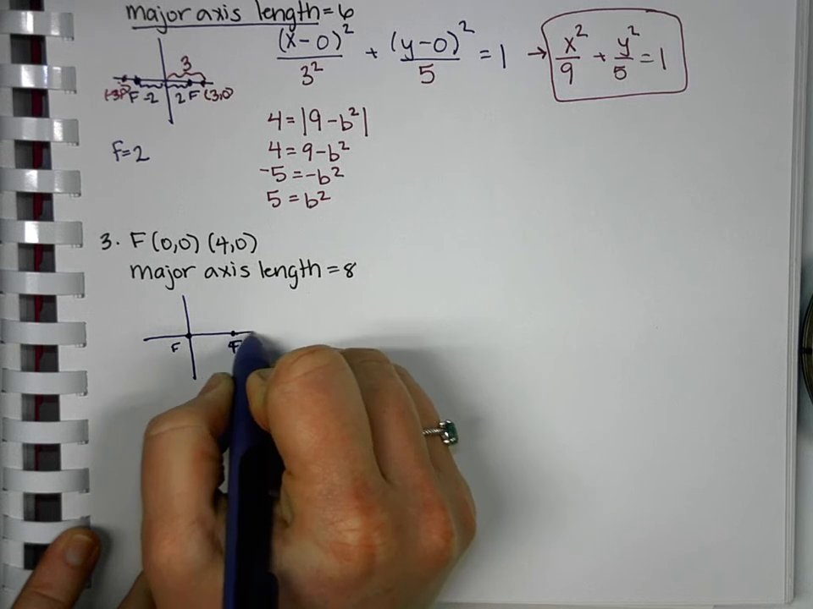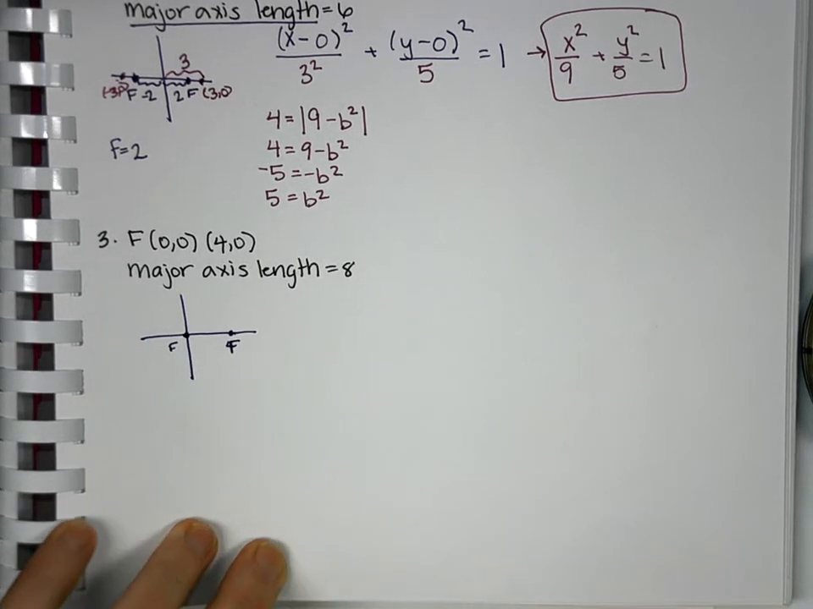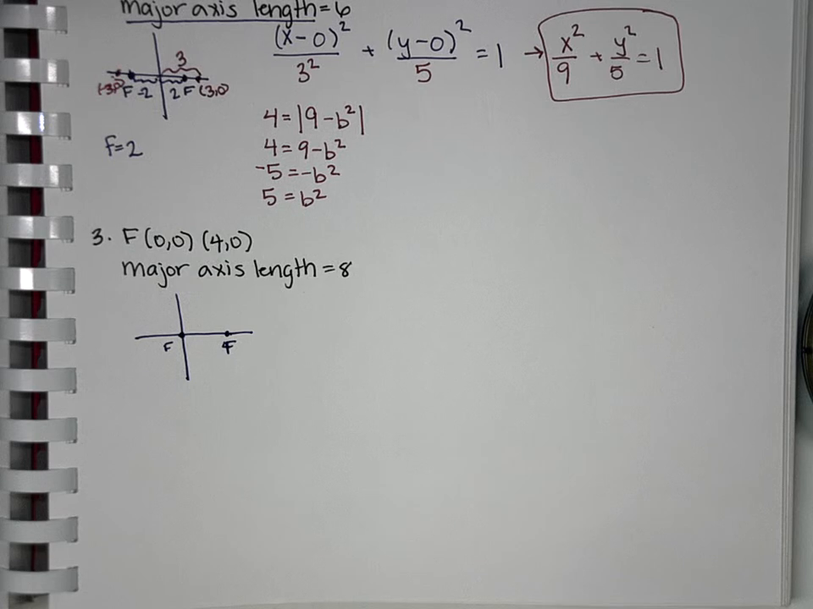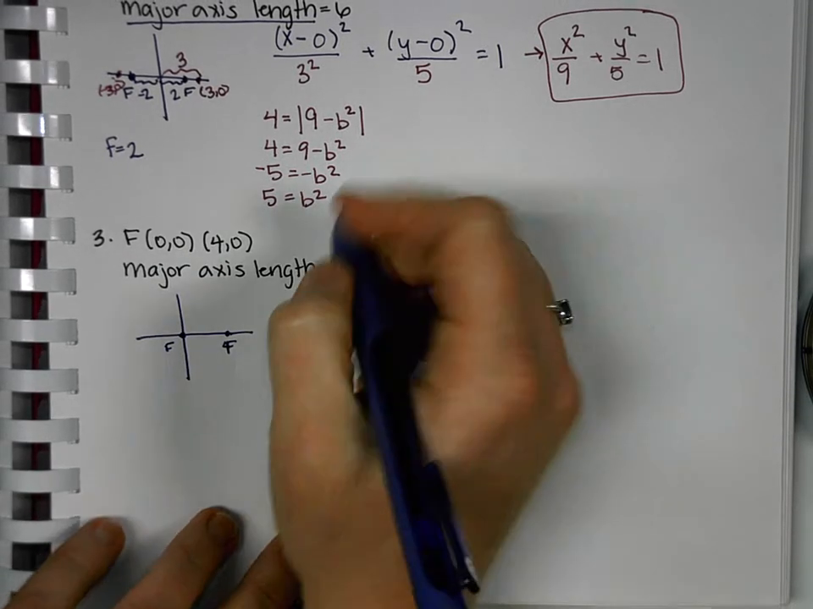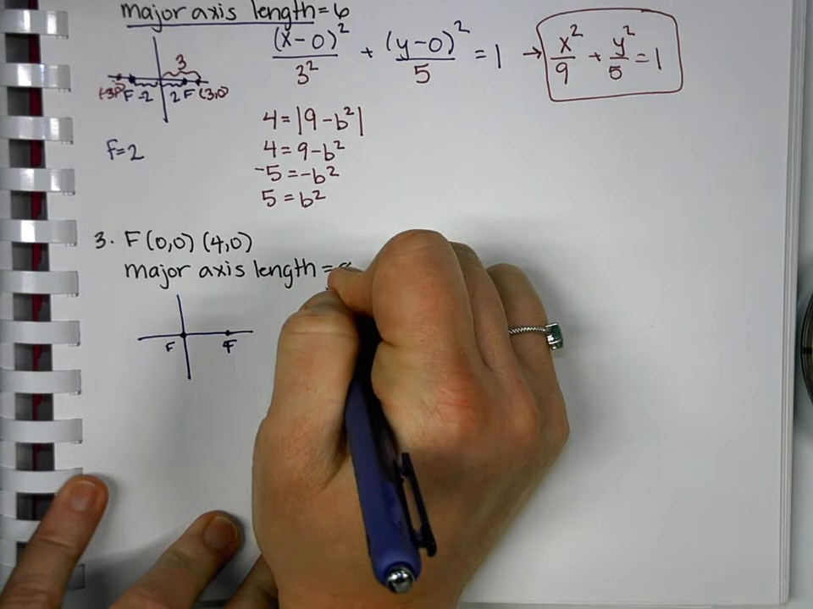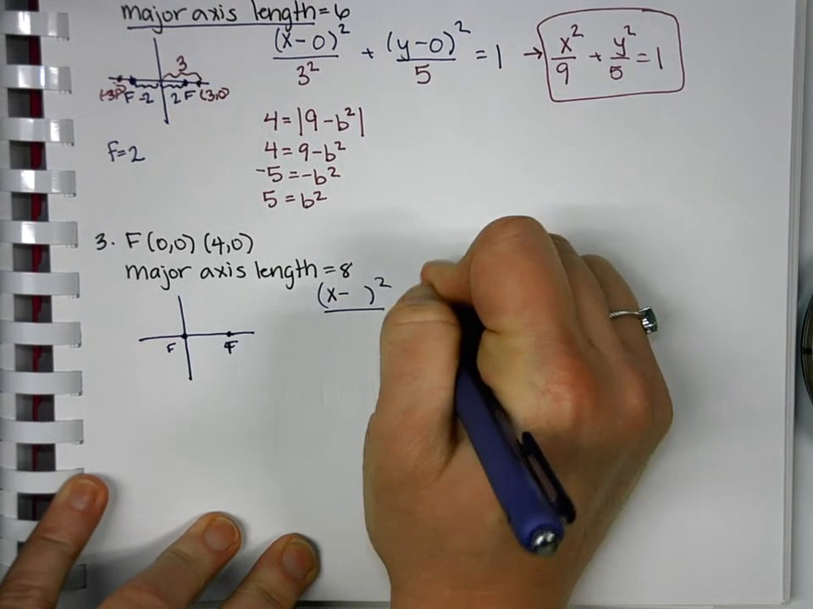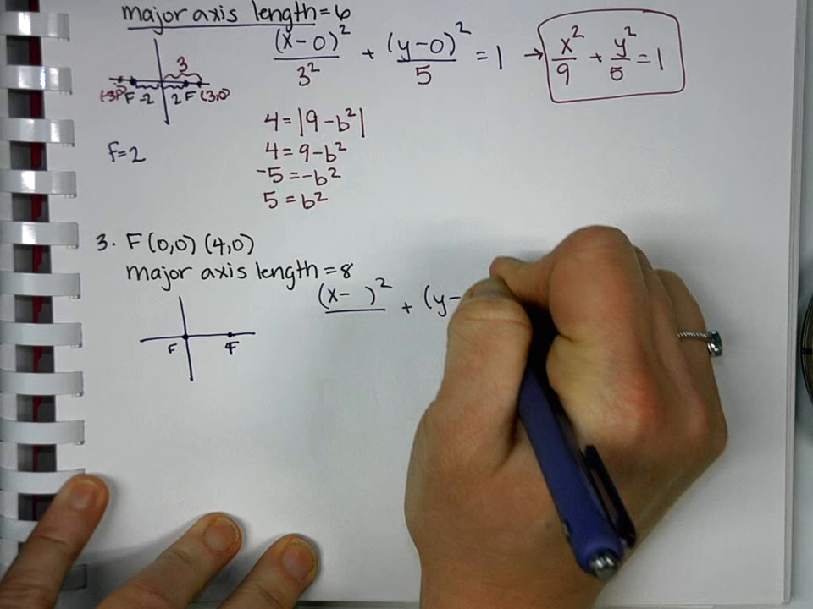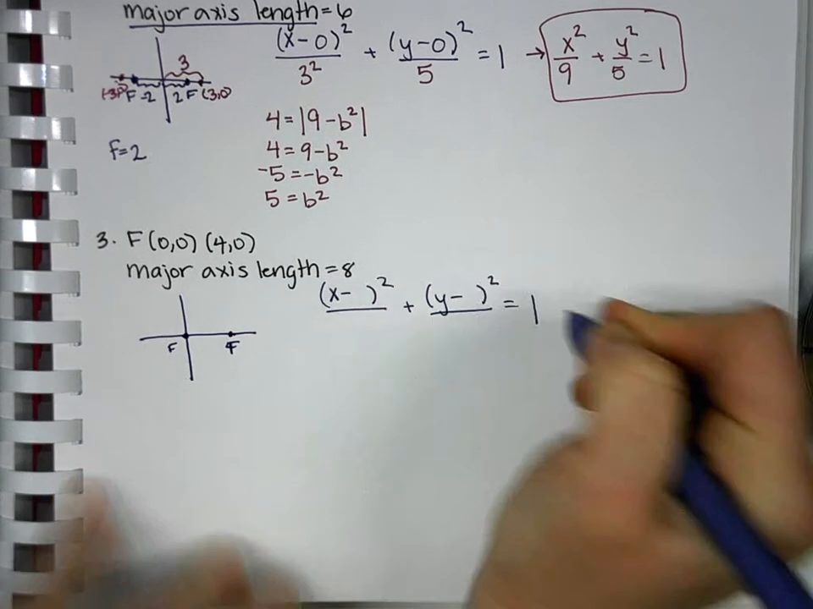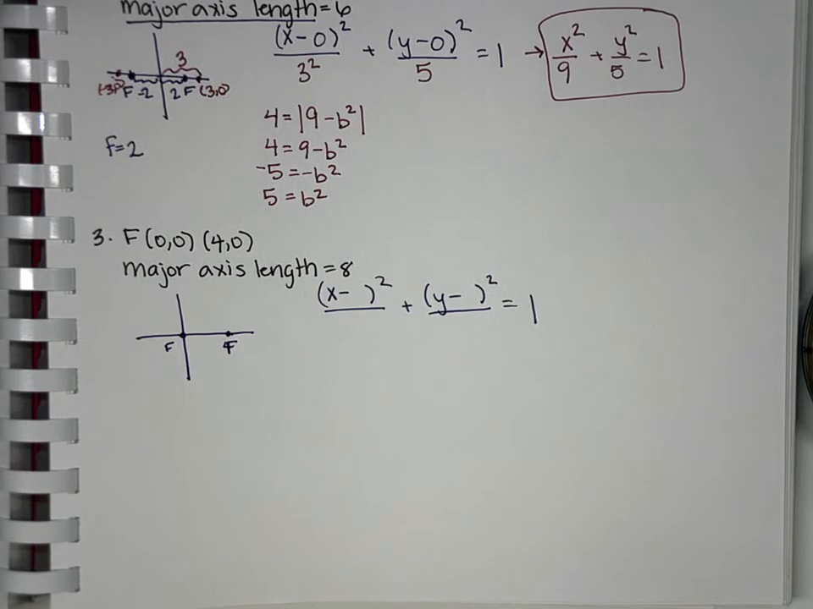for my other focus. So right now, again, I know that it's a horizontal relationship, so my bigger number is going to go under x. So again, I'm going to write my outline for my equation just so that I know what I need to fill in, and I'll fill it in as I find it.